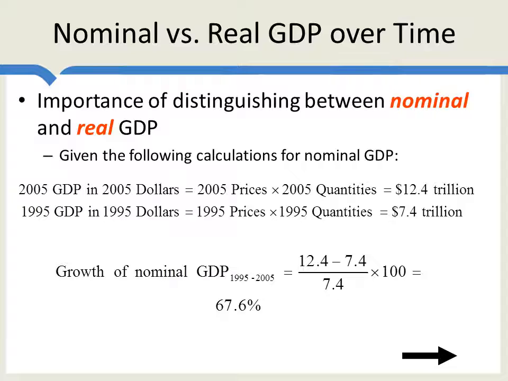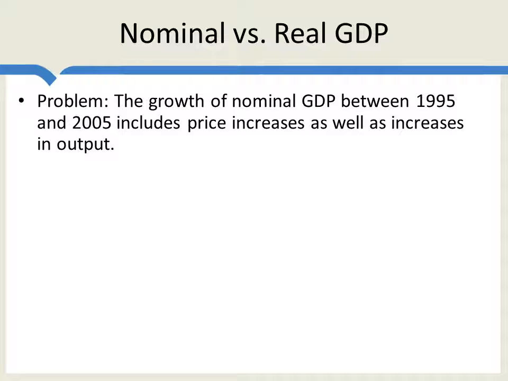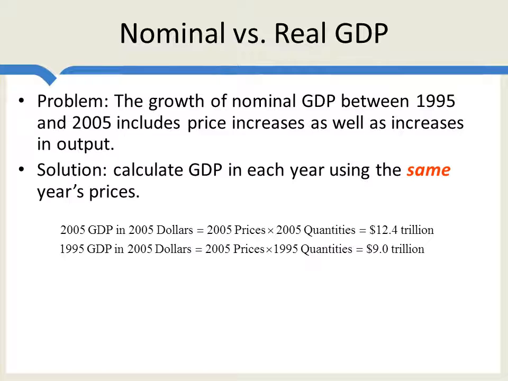We really don't think, however, that the growth in living standards has gone up by 67% between 1995 and 2005. The growth of nominal GDP over this 10-year period includes price increases as well as increases in output.